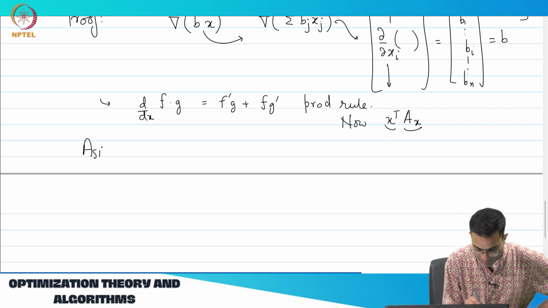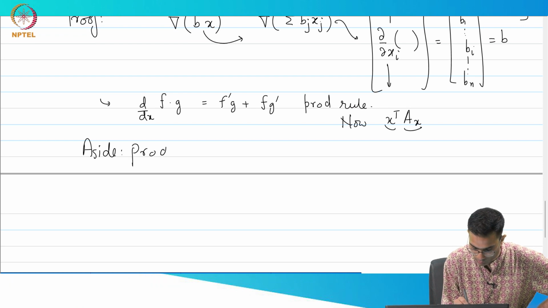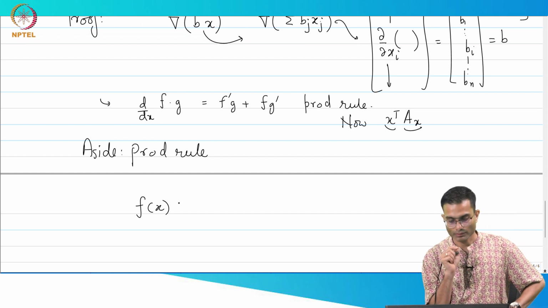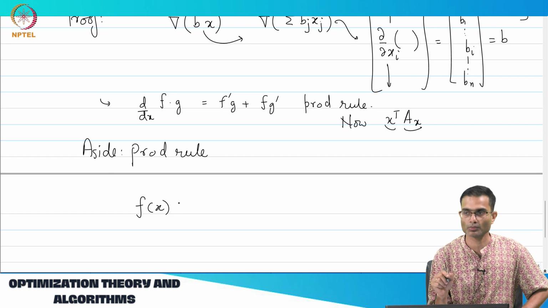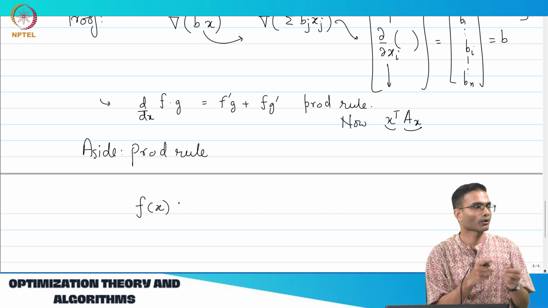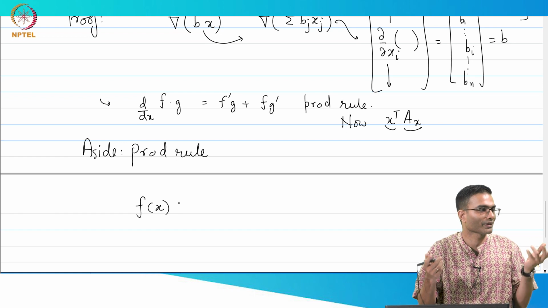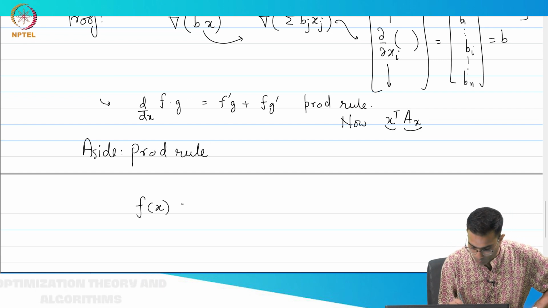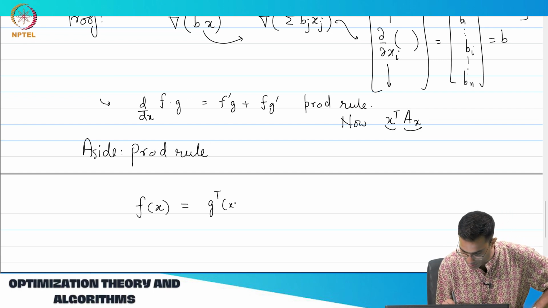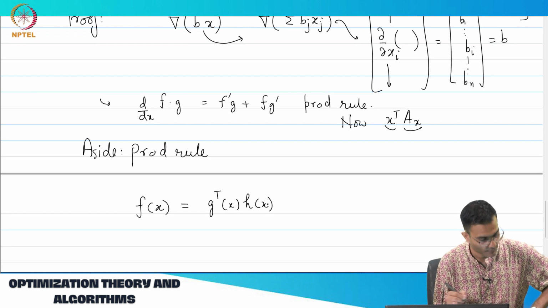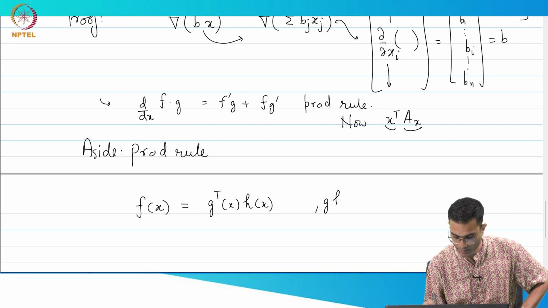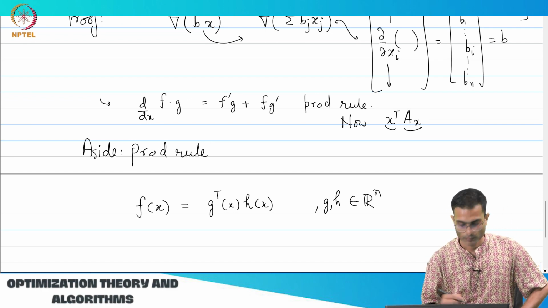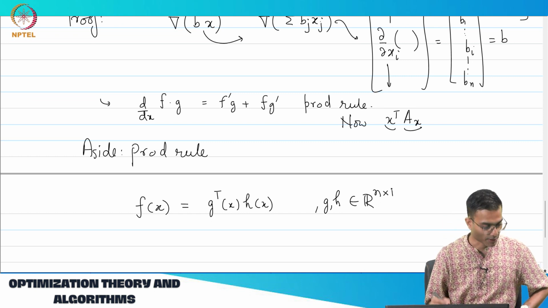So, let's take an aside on the product rule. I am going to write f of x. Now, this time the thing to be careful about when we generalize the product rule is, in scalars, it didn't matter how I wrote it. I wrote f into g or g into f, it didn't matter. Now, I have to take care of which is a transpose, which is a row vector and which is a column vector. So, I am going to write f of x as g transpose times h of x. Obviously, g and h are n-dimensional vectors. To make it clear, let me say n cross 1. So, these are n-dimensional vectors.